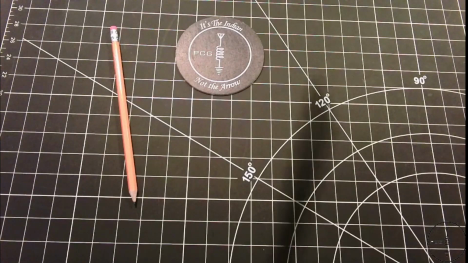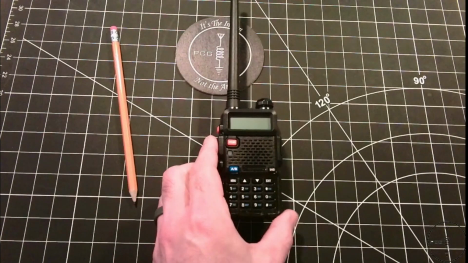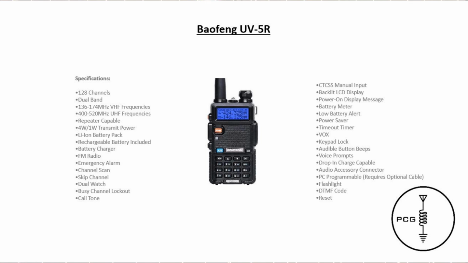The first radio I'll demo is the Baofeng UV5R. And I chose this one because it seems to be a fairly popular HT for those starting out in radio. I'll begin by showing the steps for programming a simplex frequency into this radio and assigning it to a channel.